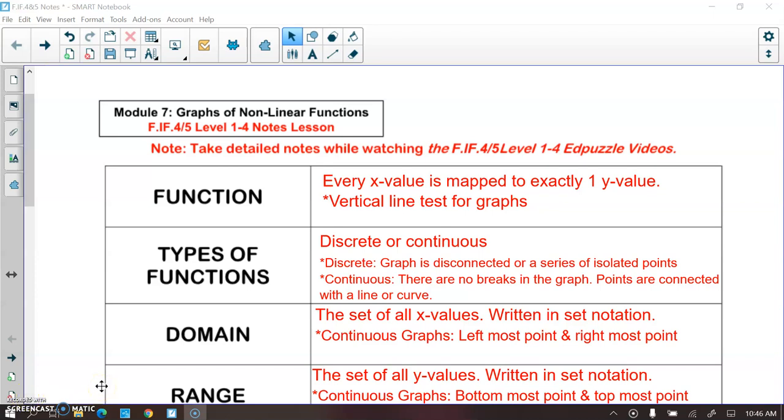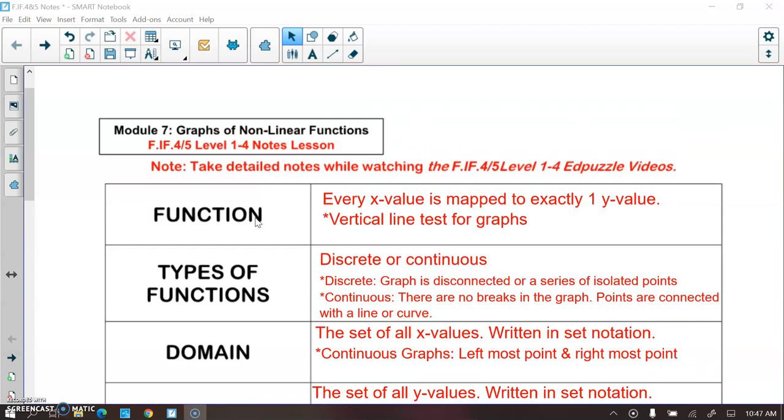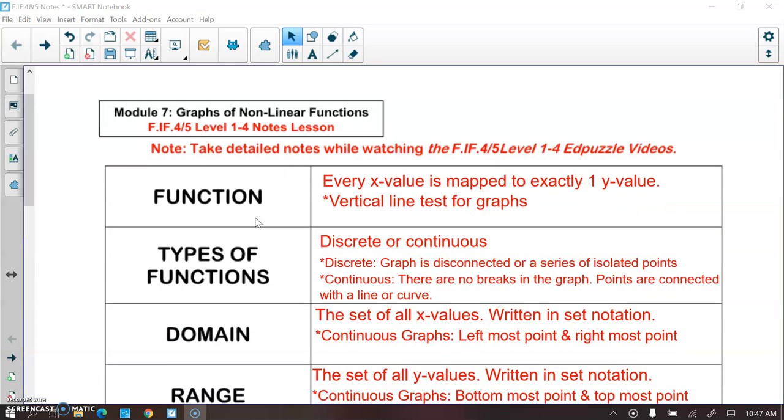Everyone. We are going to go over some features of graphs. Now, some of these we have already learned, like how to determine whether something's a function or not. We've also learned domain and range, but we will be reviewing them in this lesson as well.